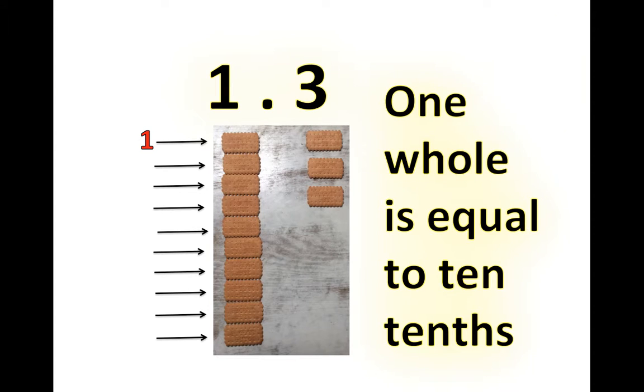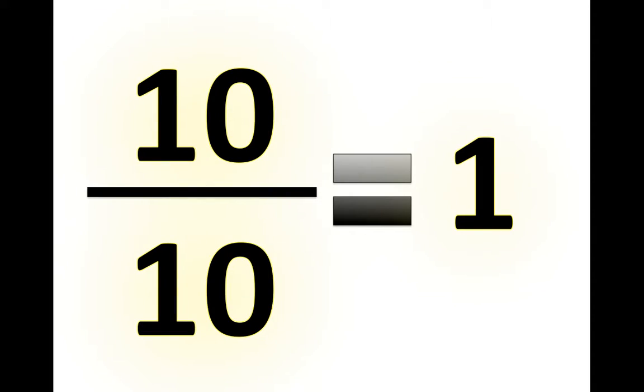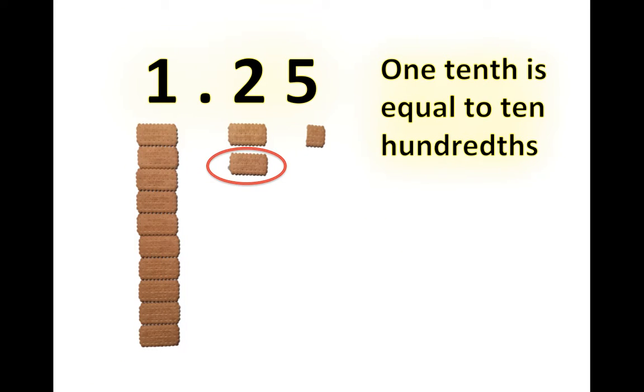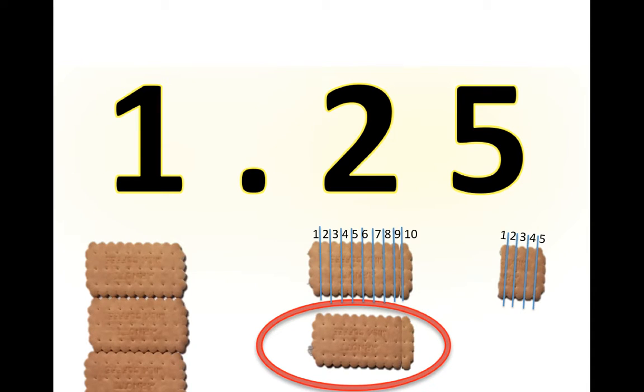Well, let's look at the parts. 1 whole is made up of 10 tenths. Here is 1, 2, 3, 4, 5, 6, 7, 8, 9, and 10 equal parts, or 1 whole. We also know that 10 out of 10 is the same as 1 whole. 1 tenth is also equal to 10 hundredths. If we took a tenth and cut it into 10 equal parts, we would have 10 hundredths.